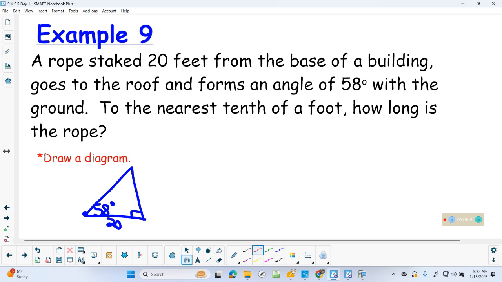So here's the next question. What side is the rope? Is it the hypotenuse or the vertical one? Hypotenuse, because it's from the stake to the top of the building. So I need you to find me that hypotenuse.